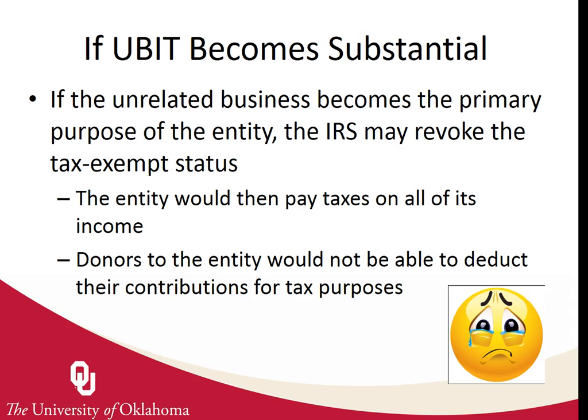So we have the three-pronged test determining whether or not income is unrelated. We have certain exemptions that take it out of that unrelated category, but then a nonprofit may still be generating unrelated business income. If that unrelated business income becomes substantial, then it may threaten the nonprofit status of that nonprofit. So unrelated business becomes the primary purpose. The IRS may revoke the tax status of that organization. If that happens, donors can no longer deduct their donations. We'll be talking about that again a little bit later, but it's a very serious consequence.